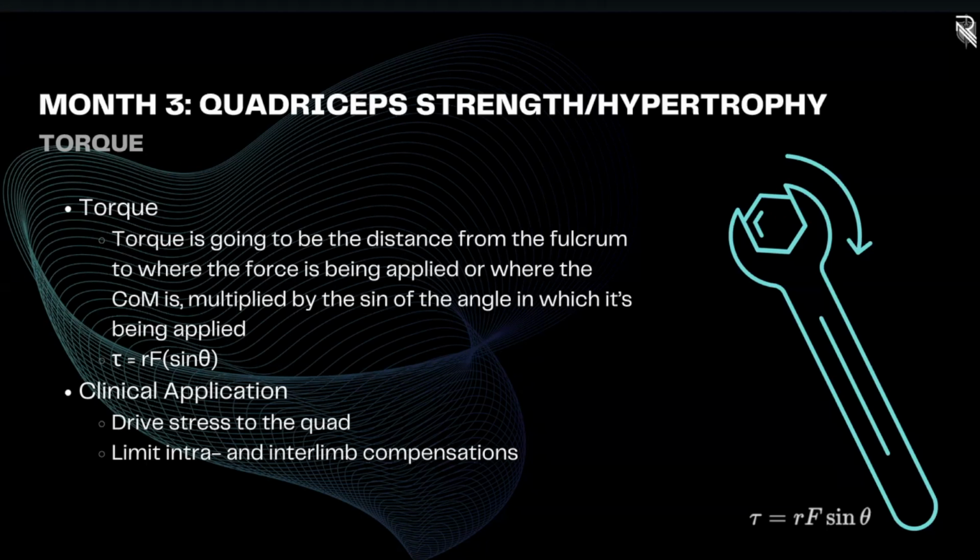So leg extensions are going to be relatively straightforward. Isolate the quadriceps, which is the sole contributor to knee extension, which allows for direct loading. However, in compound lifts, multiple joints and levers are going to be involved simultaneously. And this is where understanding torque becomes critical: how different movement patterns shift load across joints, and how compensations can reduce quadriceps demand by altering leverage or movement strategy.